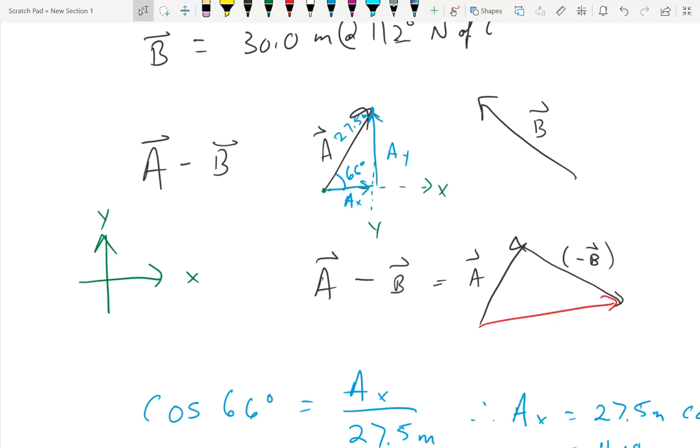And then we have a final triangle when we've added them together that has a horizontal, a vertical, an X and a Y component. And we combine them again, just like we started, to use the Pythagorean theorem to find the magnitude and tangent to find the direction.